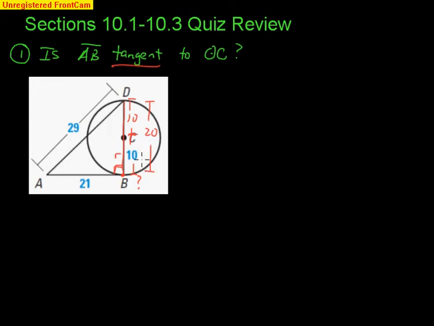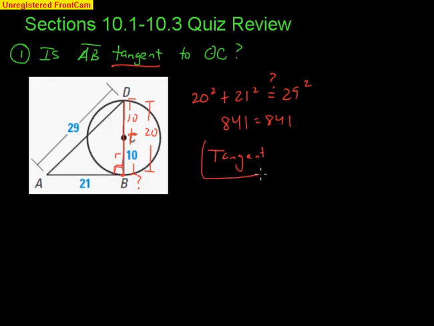Okay? But that's 20. So our Pythagorean theorem says 20 squared plus 21 squared. Does that equal 29 squared? And we get our trusty calculator. We'll do 20 squared plus 21 squared. I get 841. And we'll do 29 squared, and I get 841. 841 is equal to 841, so yes, we have a tangent.